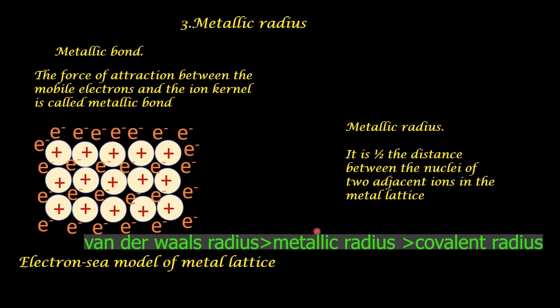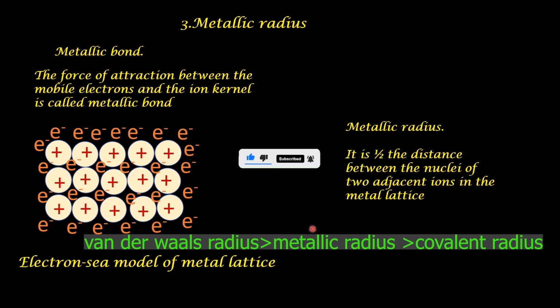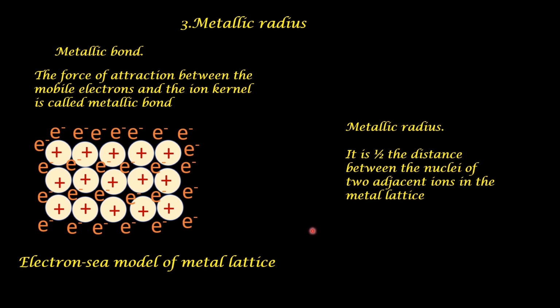When we compare the length of all the three radii, we see that van der Waals radius is the longest. Then comes the metallic radius and then the covalent radius. So the covalent radius is the shortest of all the three. We will discuss the trend of atomic radius in the next video.